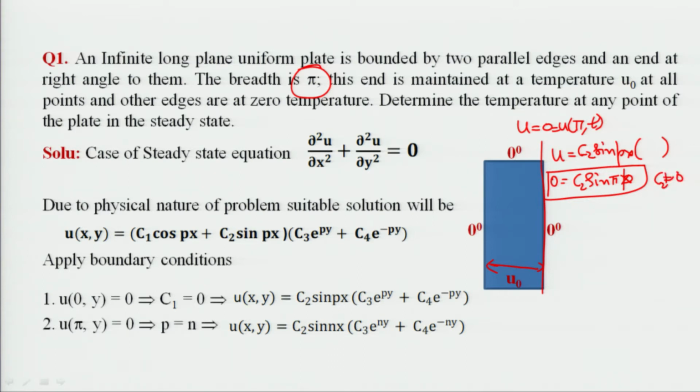Now, if C2 is not equal to 0, then what is equal to 0? sin(p pi) is equal to 0, which by the general solution of the trigonometrical equation is sin(n pi), and here we would get p = n. What is n? n is 0, 1, 2, 3 and so on, natural numbers. So, we obtain the value of n, the value of p over here.